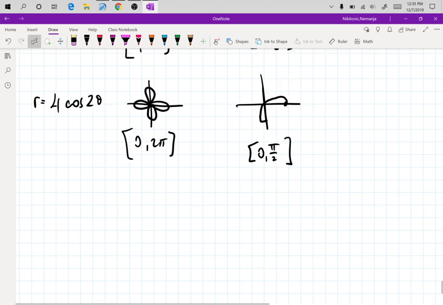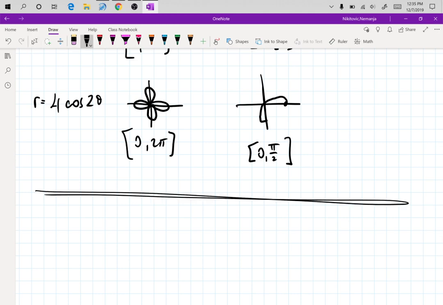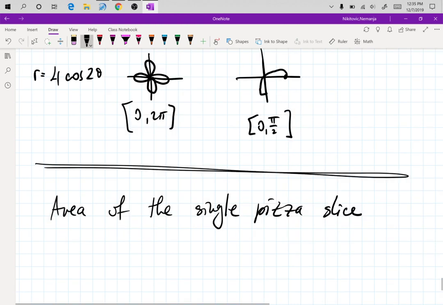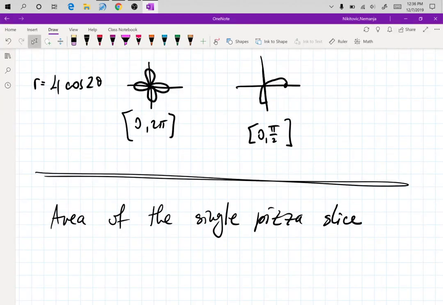If I want the area of the single pizza slice, what's the radius of the pizza? Diameter is 16, right? So radius is 8? A 16-inch pizza, that's diameter, right? So r equals 8-inch pizza, right? That's our circle. Radius 8, diameter 16.